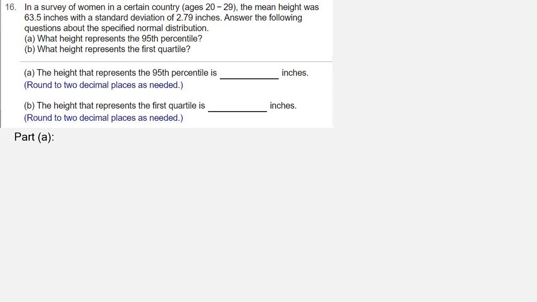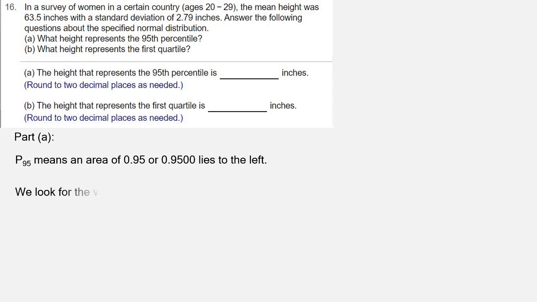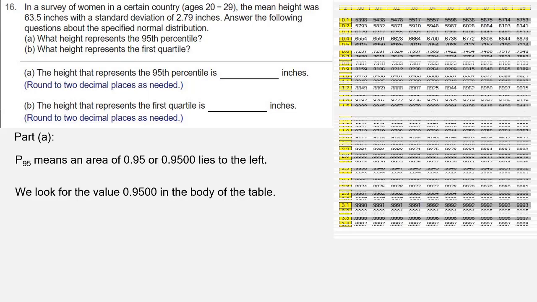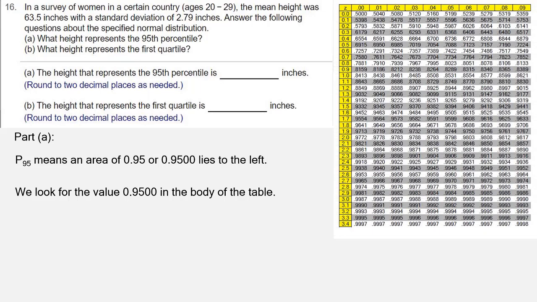The 95th percentile, that's P95, and P95 means there's an area of 0.95 to the left of the z-score we're looking for. Since our table is given in 4 decimal place accuracy, we'll look for 0.9500 in the body of the table. Because 0.9500 is larger than 0.5, we need the positive side of the standard normal distribution table. So we cannot find 0.9500 in the table.